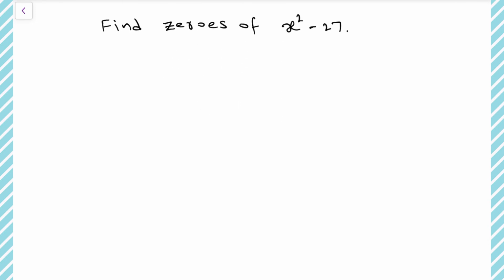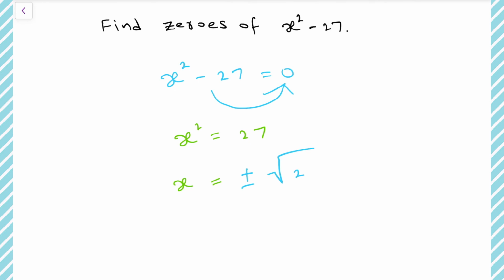Find the zeros of the polynomial x square minus 27. X square minus 27, make it equal to 0. Take minus 27 to the right side. So x square is equal to 27. Then x equals plus or minus under root 27.